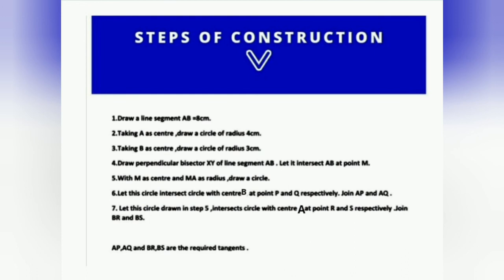Let this circle drawn in step 5 intersect the circle with center A at points R and S respectively. Join BR and BS. Then BR and BS are two tangents from external point B to the circle with the larger radius, that is the circle with radius 4 cm. So AP, AQ and BR, BS are the required tangents.